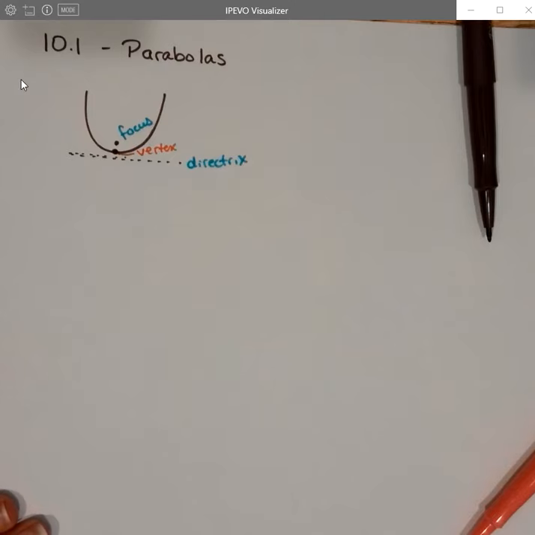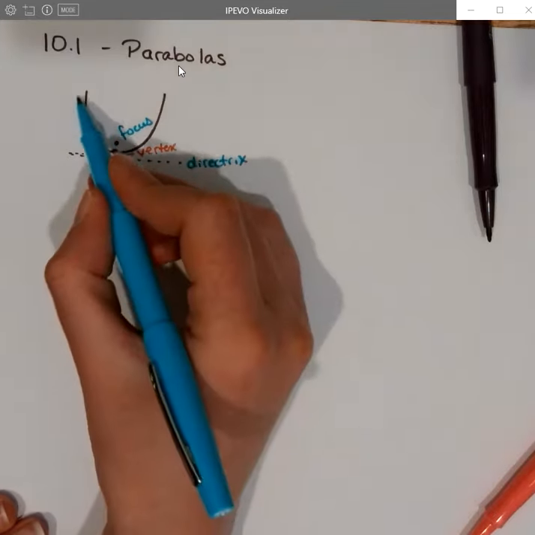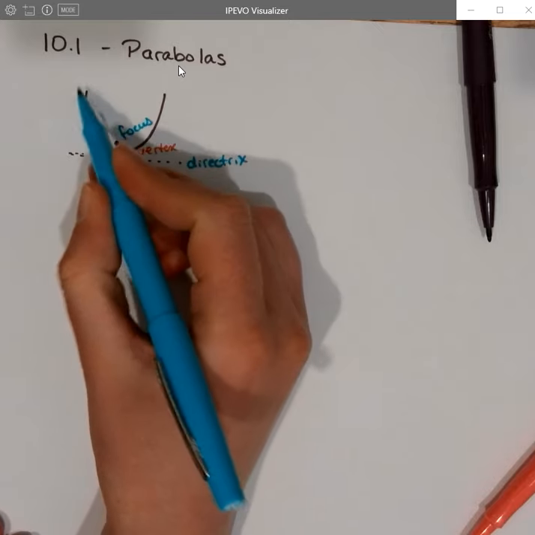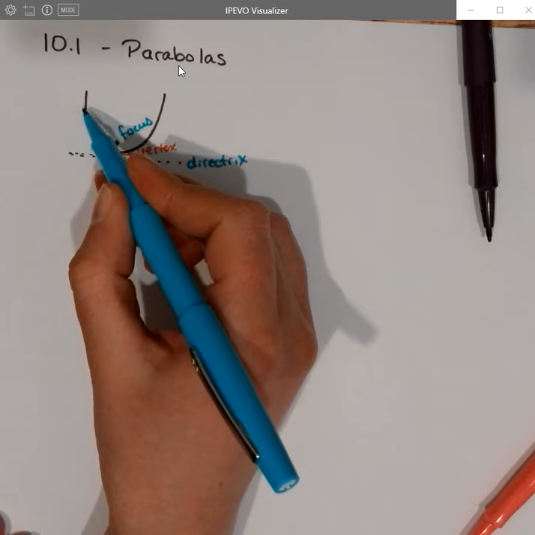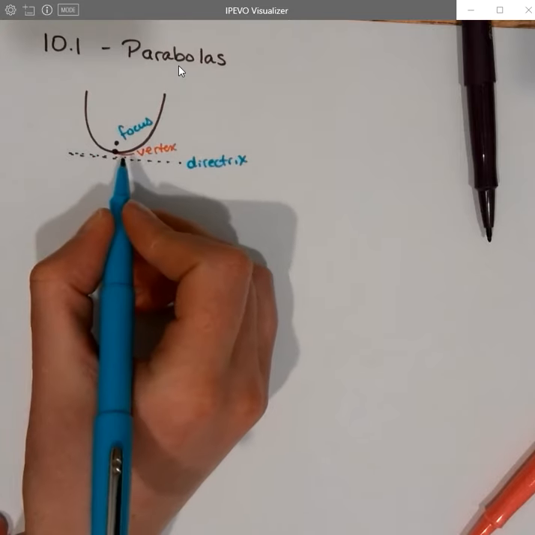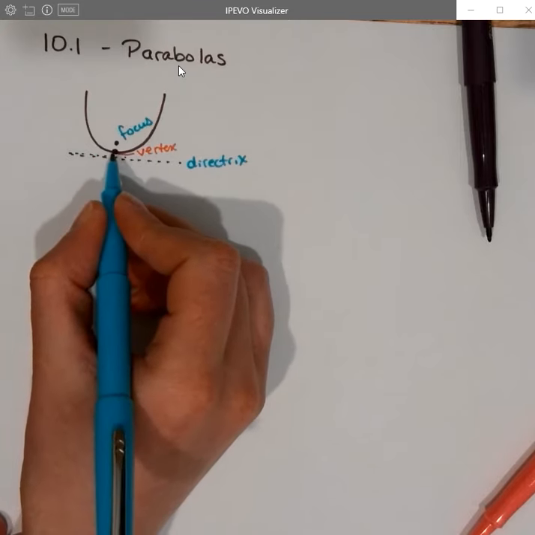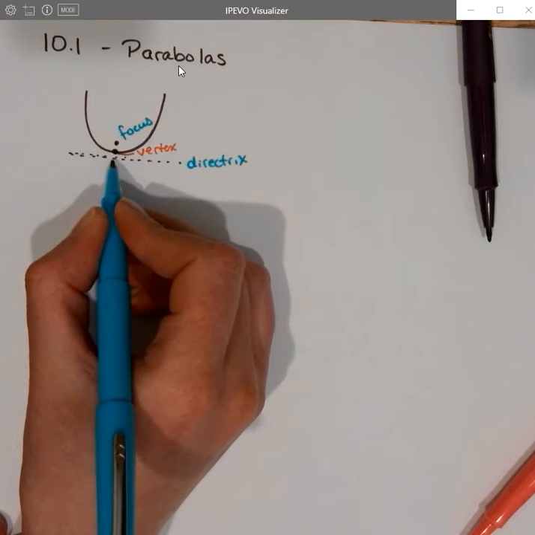All right, in section 10.1 here, we're going to be talking about conic sections. In particular, we're looking at parabolas. And so instead of the traditional definition of a parabola, that's going to be defining the x and y coordinates just based off of the relationship between x and y. We're going to be talking about the relationship between the vertex, the focus, and the directrix.